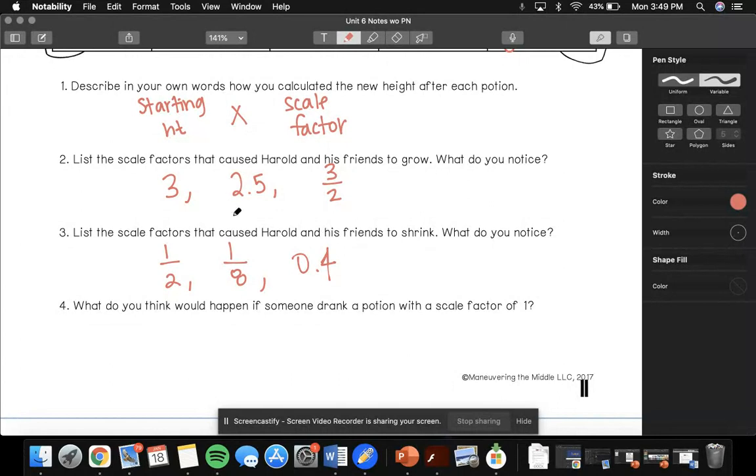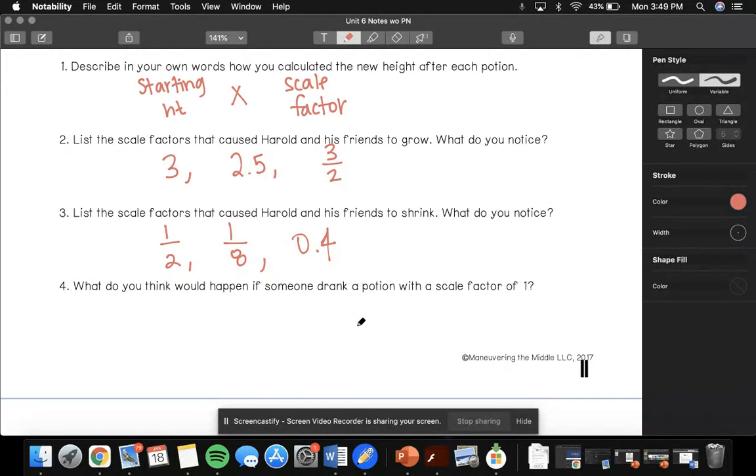All right, what do you think would happen if someone drank a potion with a scale factor of 1? Well, if we multiply anything by 1, it stays the same, so they would probably stay the same. All right, let's go to page 12.